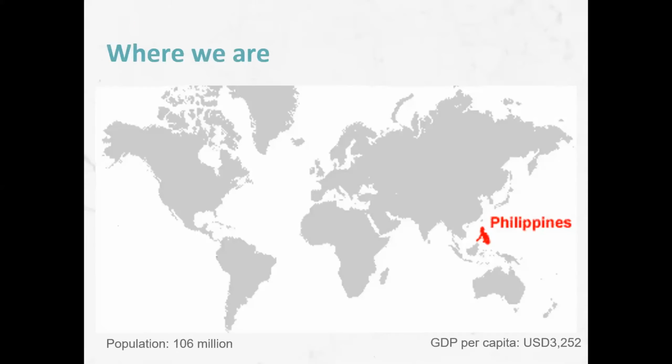So where is the Philippines located? This is the world map. The Philippines is located out here in Southeast Asia. These are the ASEAN countries. I am based somewhere at the tip here. It doesn't even show up on the map. The Philippines has a population of 106 million. It's classified as an LMIC with a GDP per capita of $3,000 USD.